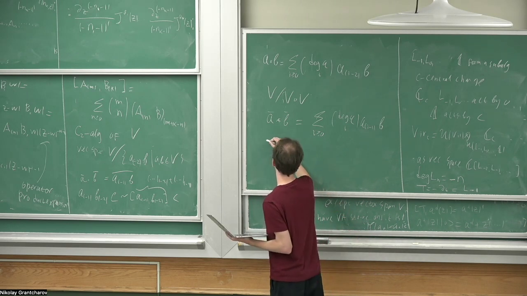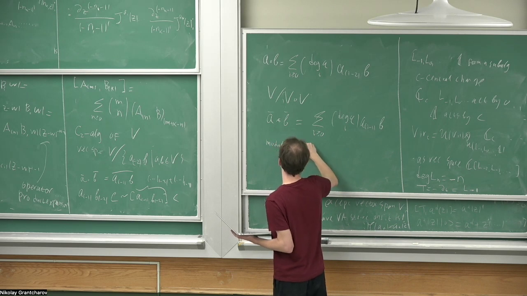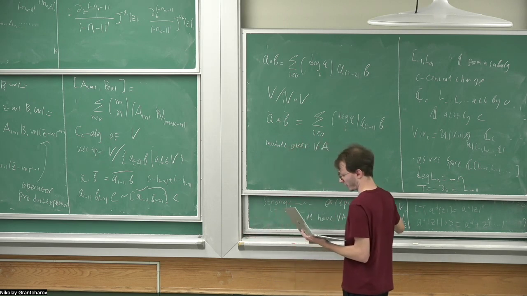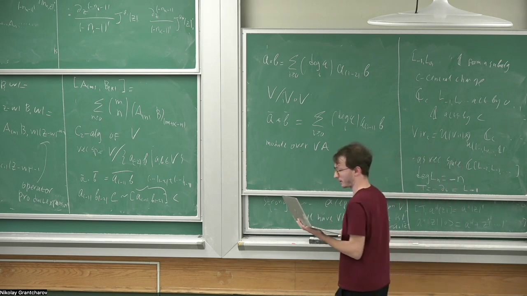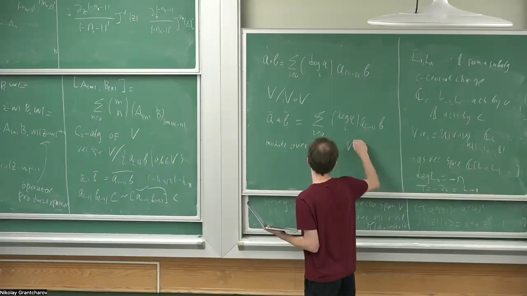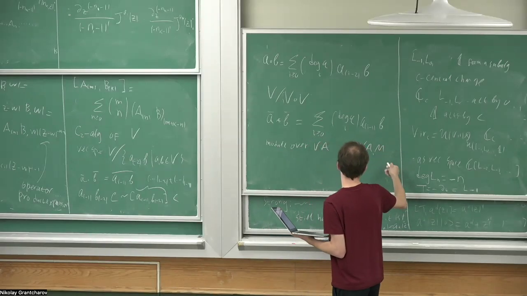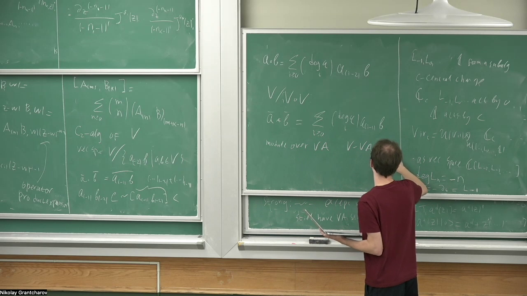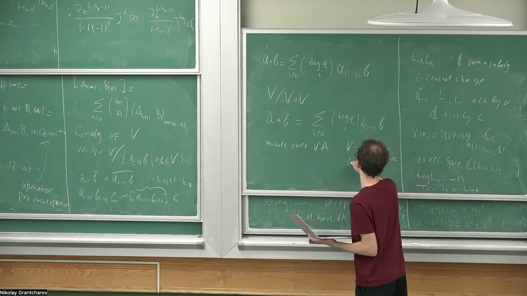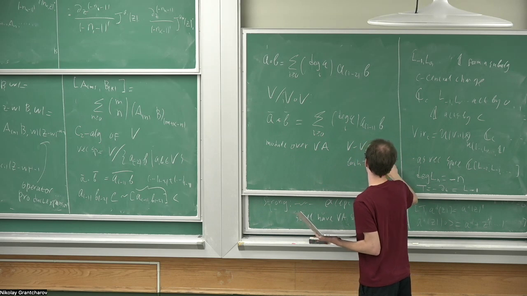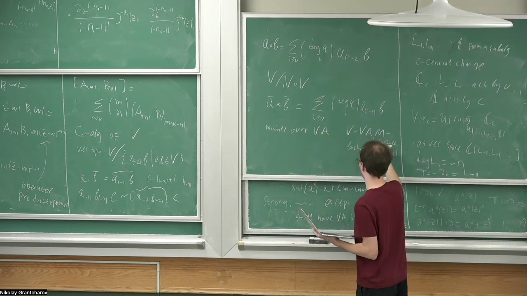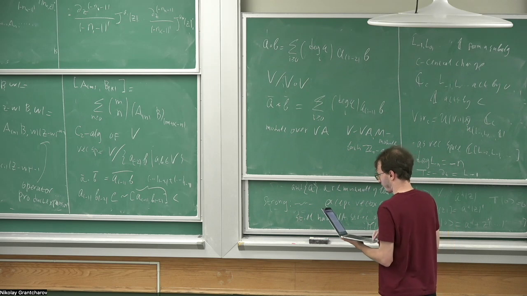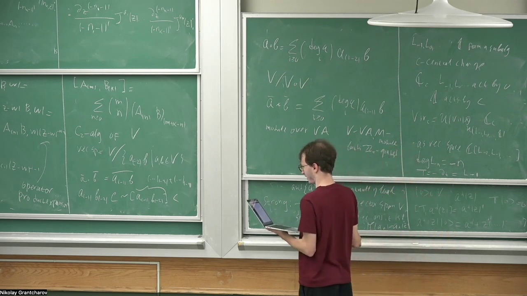It's for the following. There is a notion of module over a vertex algebra that I don't have time to define, but it's something that people are interested in. So you have a vertex algebra, positively graded. You have a module M, also positively graded. The action respects the grading.